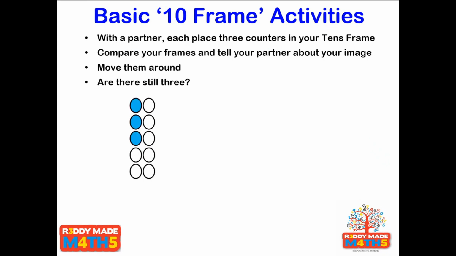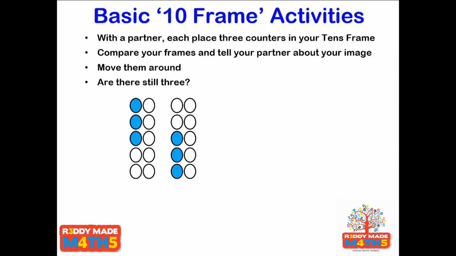Here's the first image, quite a standard image of 3, where the first 3 spaces from the top to bottom, 1, 2, 3, have been filled in. Let's see what the partner did. The partner did something very, very similar. What's the same, what's different? Well, we've both got 3 counters on the left-hand side of the tens frame. This time is 1, 2, 3. There are very, very common ways that children will fill in the 3 counters.